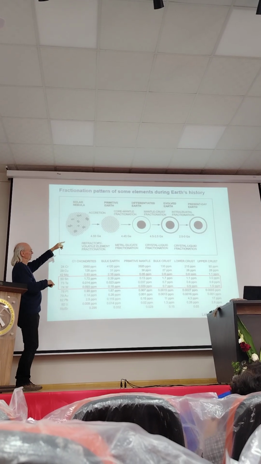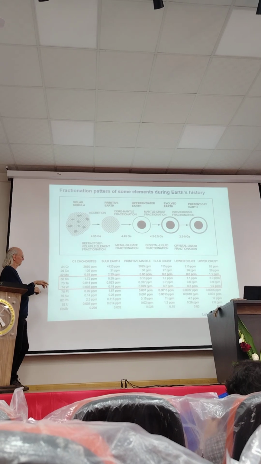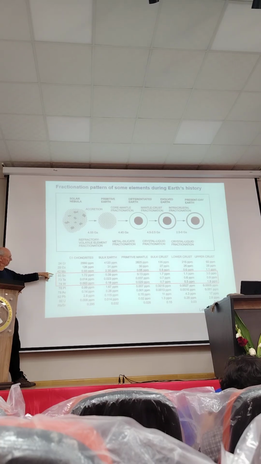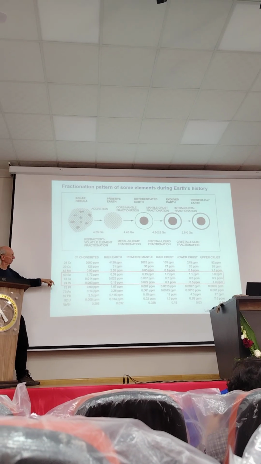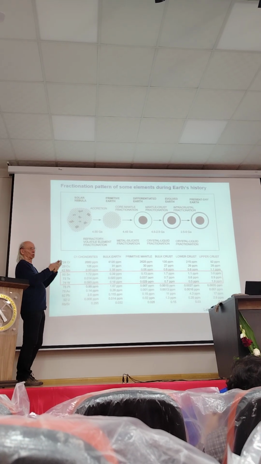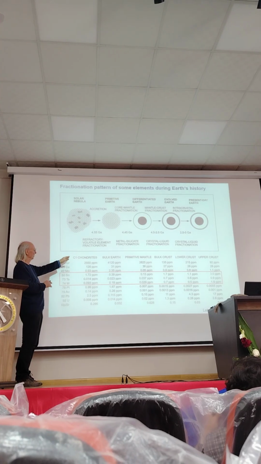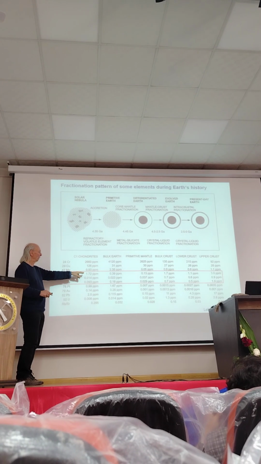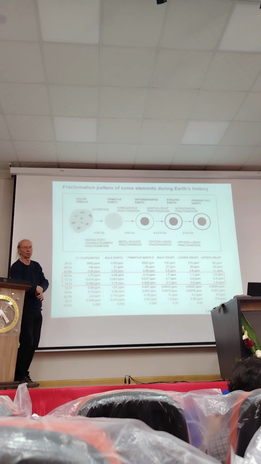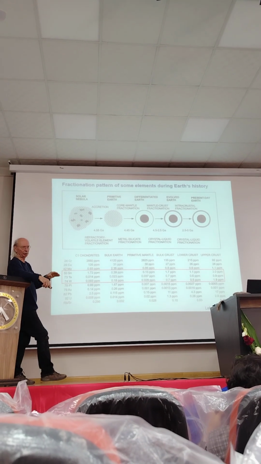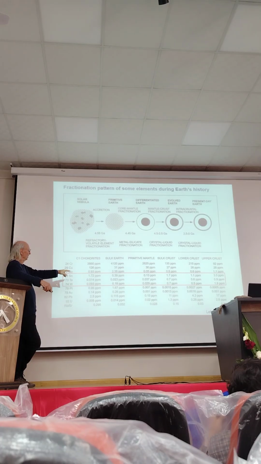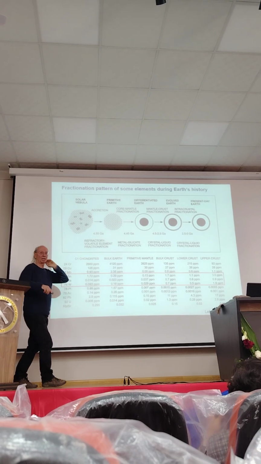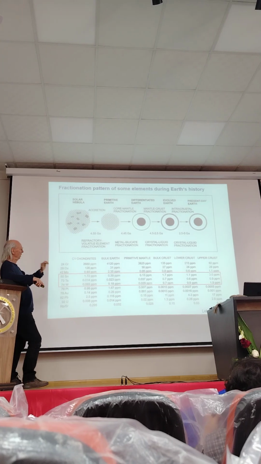And related to these different steps, different reservoirs, I have listed here a number of elements, including tin, tantalum, and tungsten. And we start out with the C1 chondrites. In the C1 chondrites, we have about 1.7 ppm tin. That's the starting material for the Earth. And then the bulk Earth only has about 0.4 ppm.